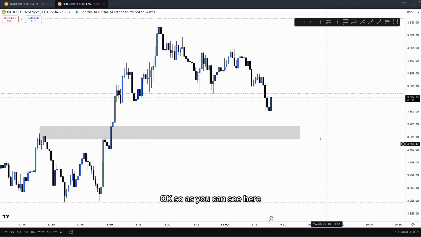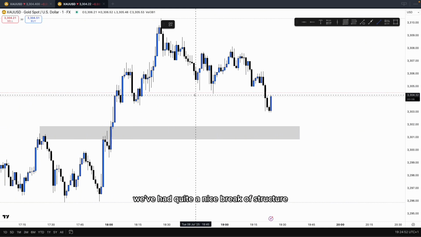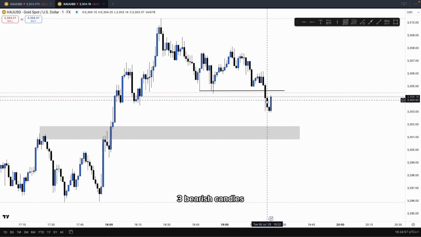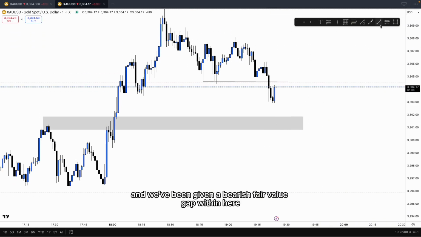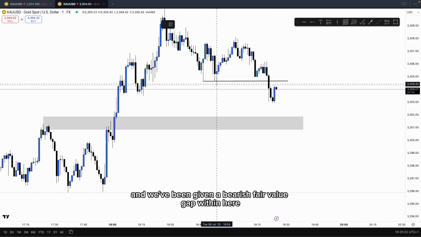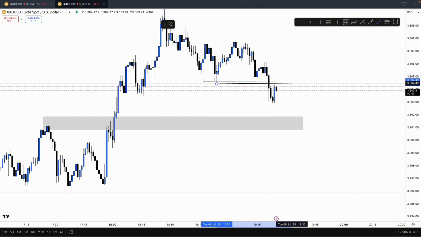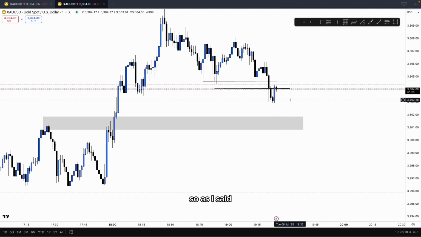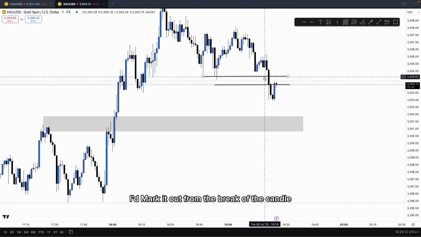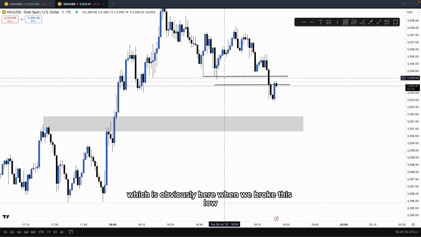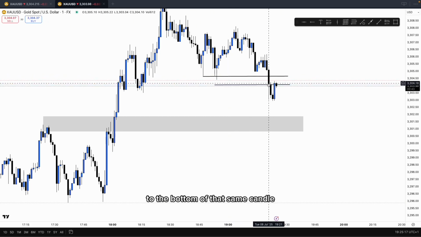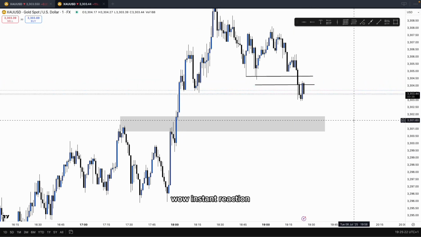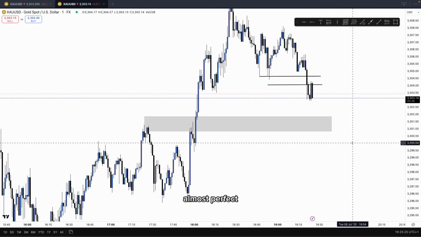So as you can see here, we've had quite a nice breaker structure. What have we had? 1, 2, 3 bearish candles, and we've been given a bearish fair value gap within here. So now all we'd simply do is just wait for the entry. As I said, I would mark it out from the break of the candle, which is obviously here when we broke this low, to the bottom of that same candle, and then I'll see how it plays out within my fair value gap. Wow, instant reaction, almost perfect.